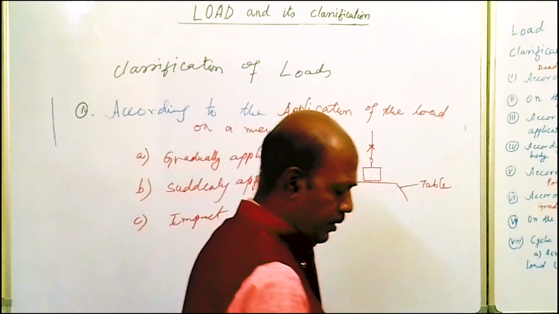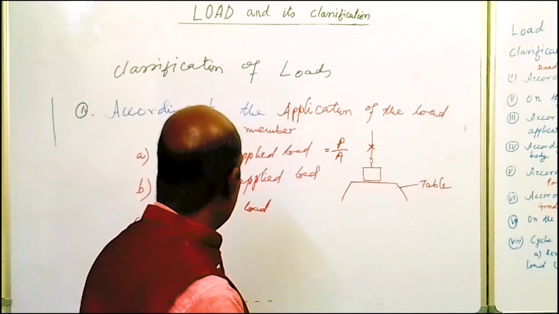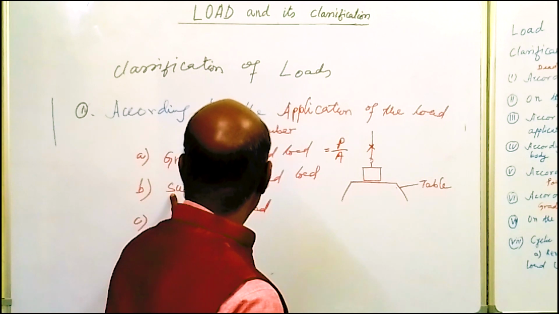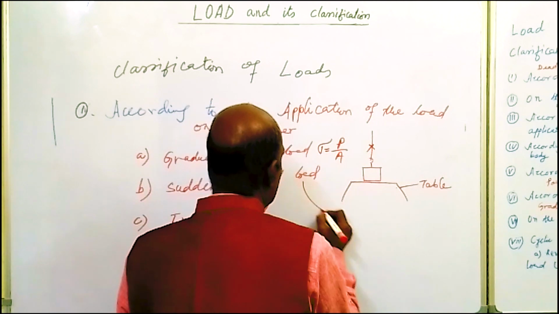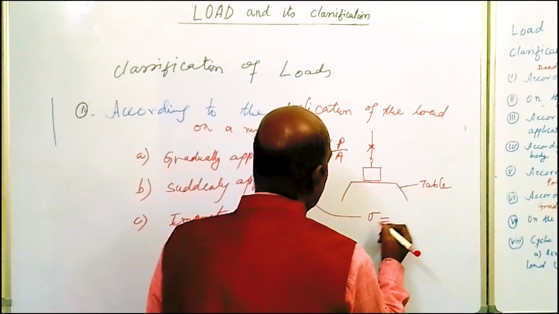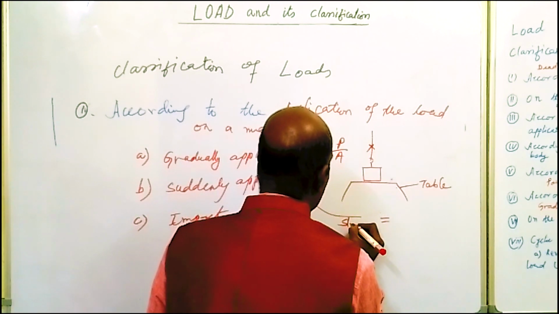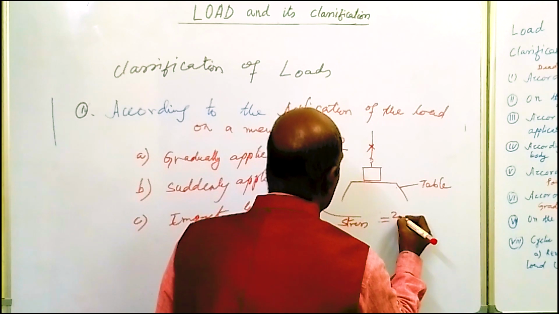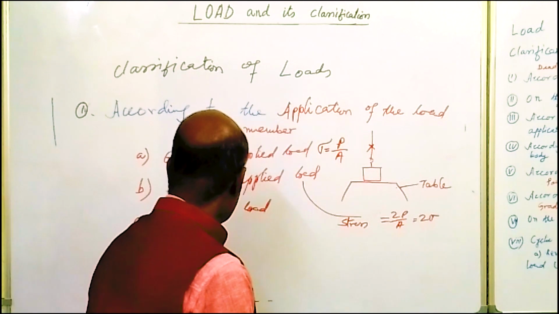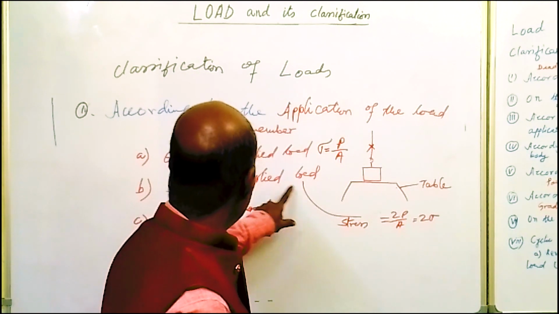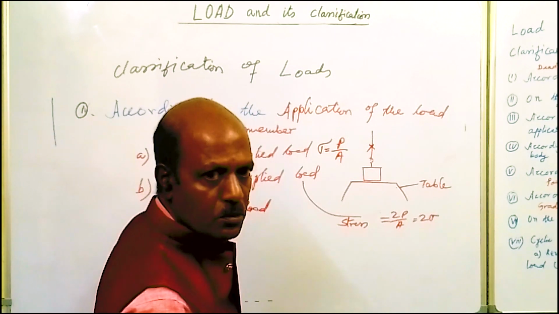What is P? P is the load on the member and it is applied over the surface A, so P by A. The second one is the suddenly applied load. If we find the stress developed because of this, the stress developed by suddenly applied load is given by 2P by A, which is equal to 2 sigma. That means the stress developed in suddenly applied load is just double that of the gradually applied load.